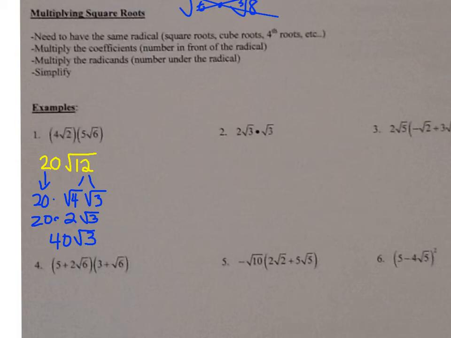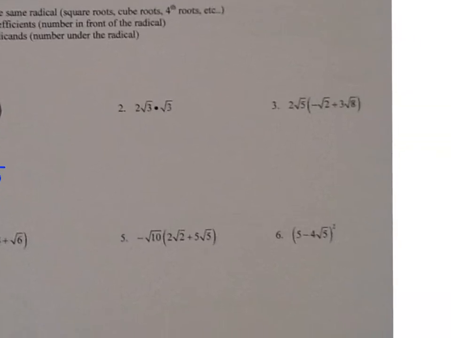All right, let's take a look at number 2. So I see here 2 the square root of 3 times the square root of 3. Now remember, there's no number written in front of that radical, so that's really a 1 in front of that radical. So if you need to write it, then write it. So now multiply the coefficients. 2 times 1 is 2. And then we have the square root of 3 times the square root of 3 is the square root of 9. And the square root of 9, that's a perfect square. The square root of 9 is 3. So it's 2 times 3, which is 6.